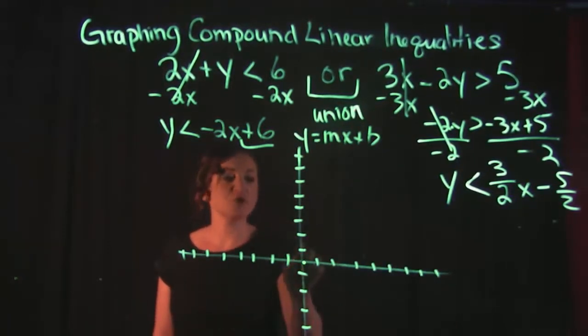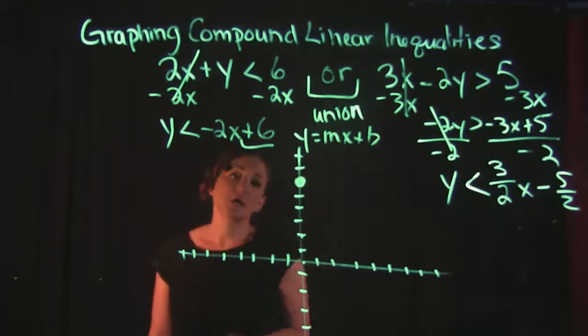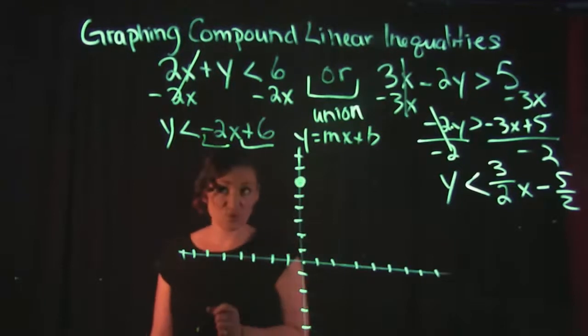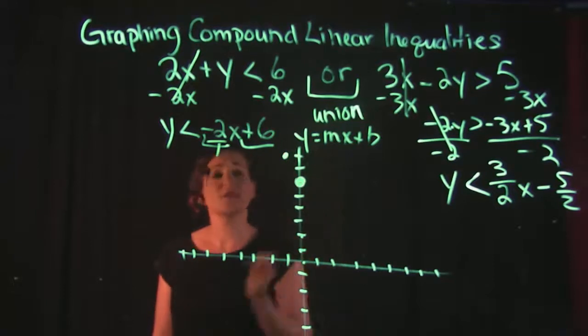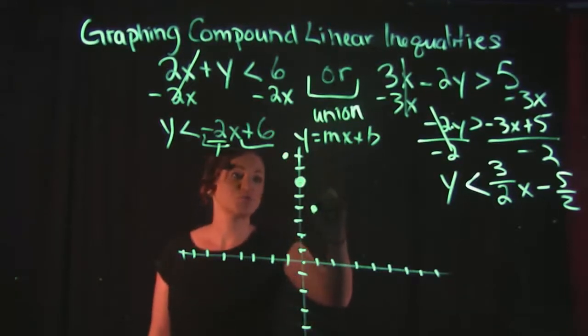That means from the origin, go straight up 6. 1, 2, 3, 4, 5, 6. That's your y-intercept. Looking at our slope, it is a negative 2. So remember, that's negative 2 over 1. That looks like down 2 to the right 1.